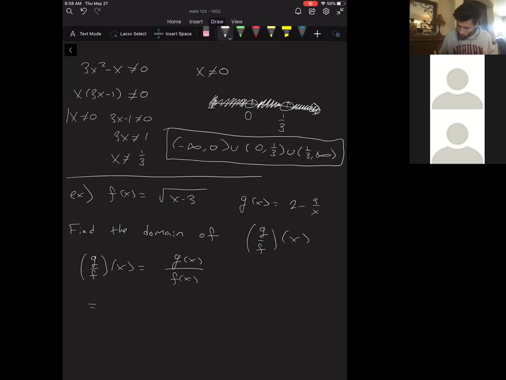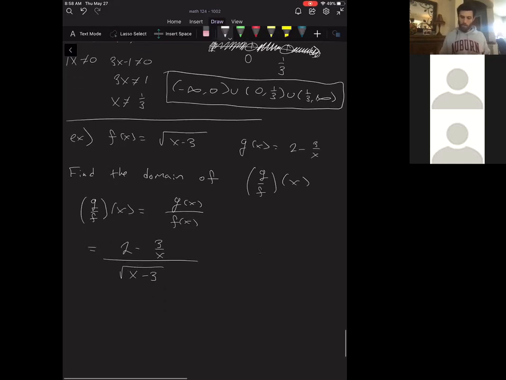So what does this mean? G of x, that's going to be 2 minus 3 over x. F of x, that is square root of x minus 3. Okay, now we don't do anything else. Now what we do is the domain. We want to ask ourselves, are there fractions? Are there square roots? The answer is yes to both of these.